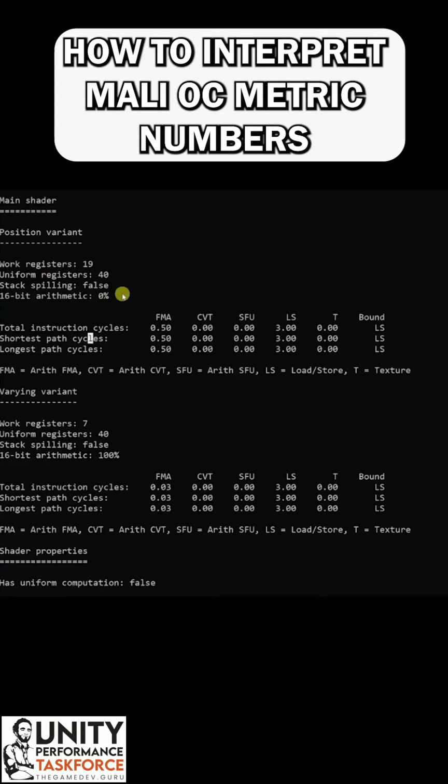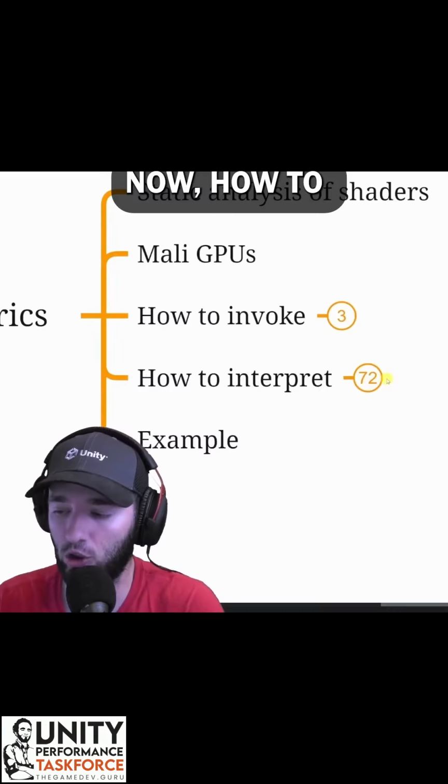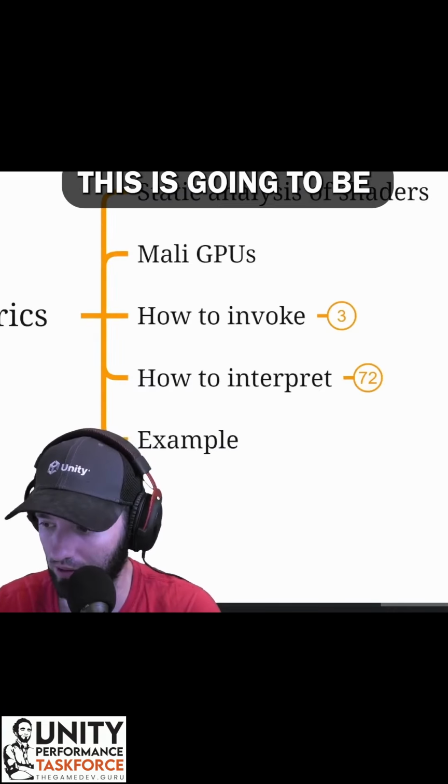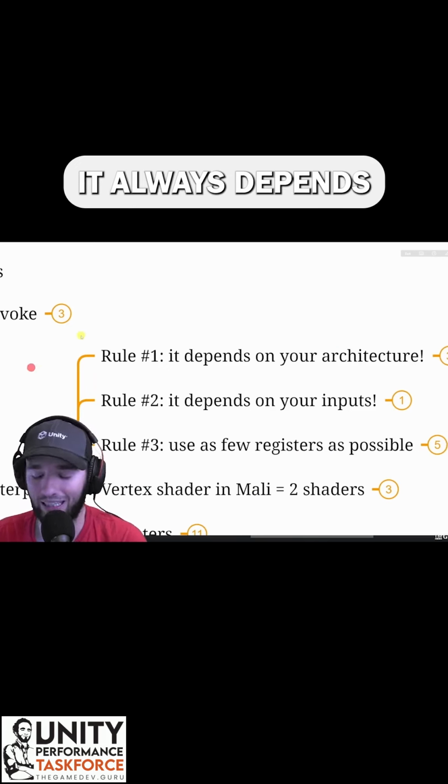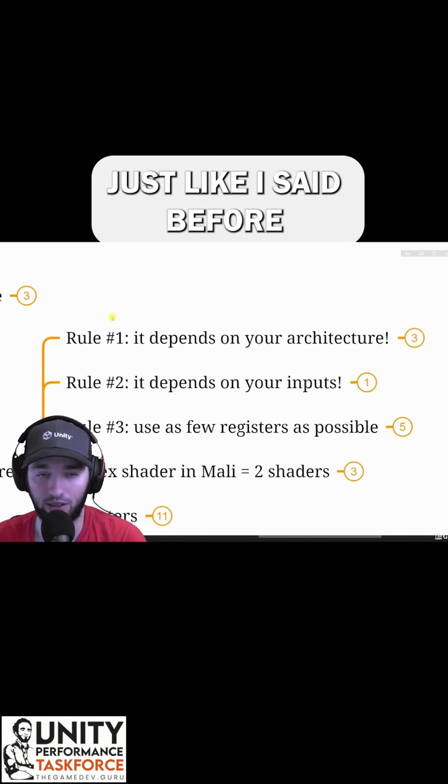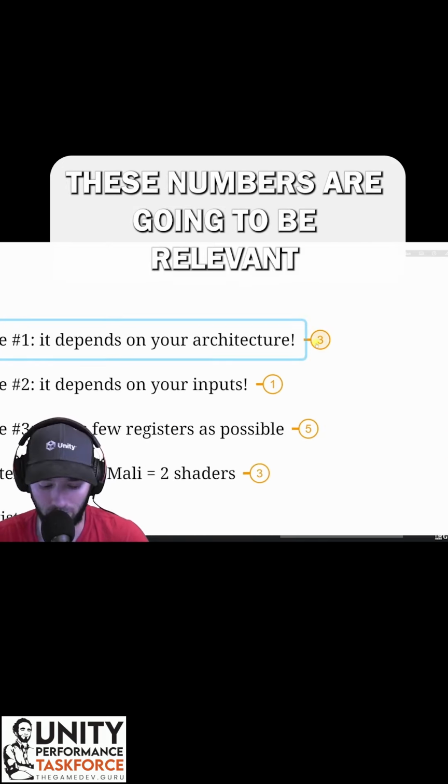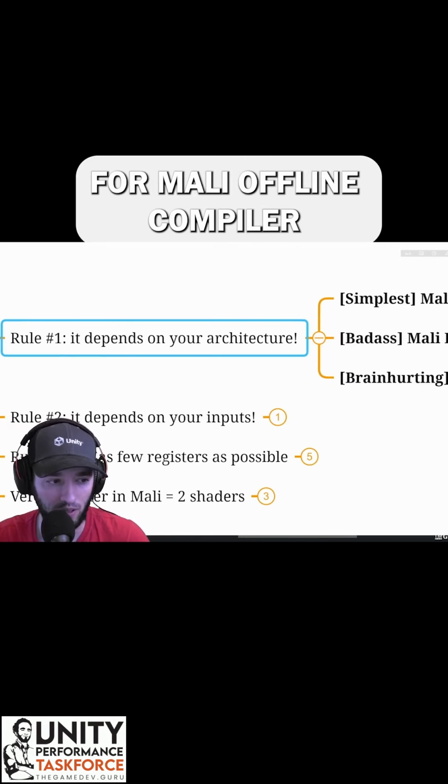How to interpret Mali OC metric numbers. Now, how to interpret these numbers? This is going to be the most interesting part. First rule is it always depends on your architecture. Just like I said before, these numbers are going to be relevant for Mali offline compiler, for Mali architecture.